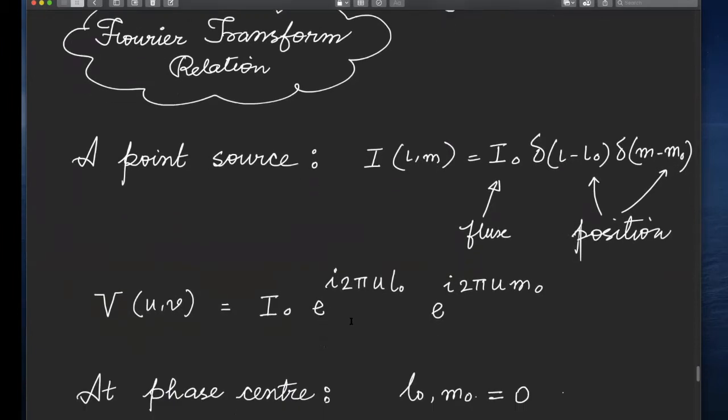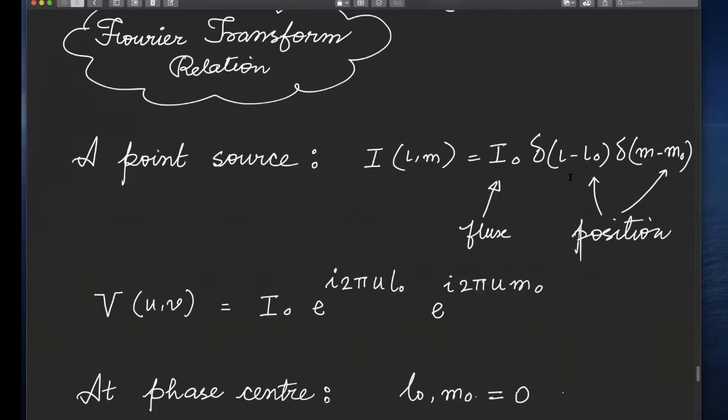Okay. So what will I see? Let's say that M0 is equal to 0. So if M0 is 0, this term also becomes 1. Then I have I0 e to the i 2 pi u L0. So if I look at its real part, it will be oscillations along u with a frequency of 2 pi L0. And that's it. So that will be the visibility.